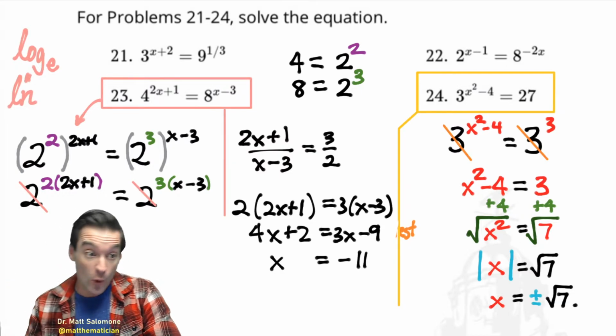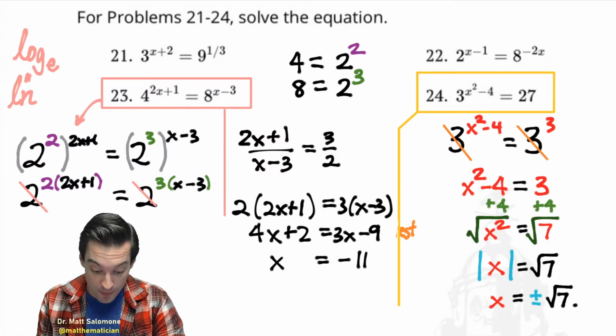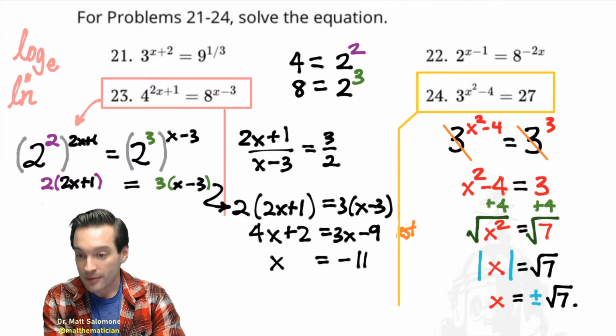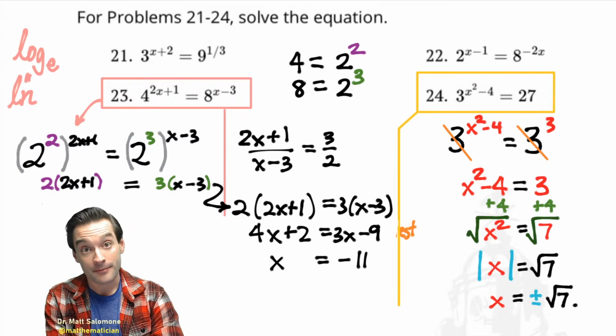We can just equate the two exponents, and then we don't have to worry about this being an exponent problem at all anymore. 2 times 2x plus 1 equals 3 times x minus 3, and then we are right back where we were there. Right?